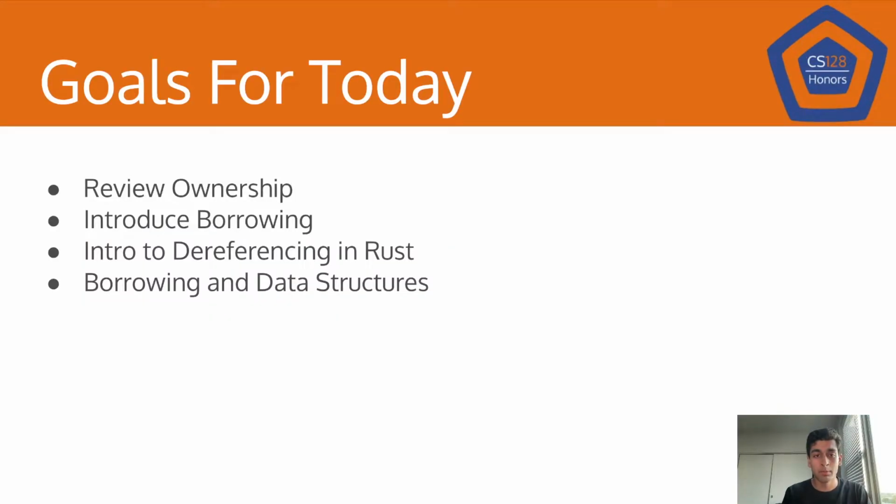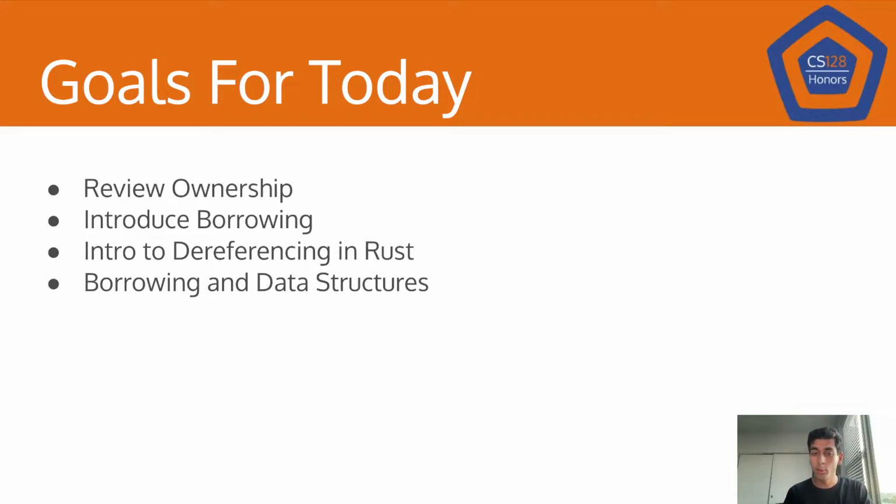So we're going to be reviewing ownership at the beginning of this lecture. You should be familiar with it as Arul introduced it to all of you in the last lecture. And then I'm going to formally introduce borrowing. I know Arul also covered borrowing last lecture, but we're going to be diving deeper into it today. And then I'm also going to be introducing dereferencing in Rust.